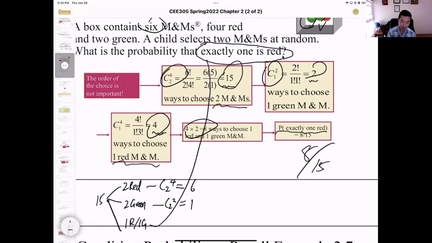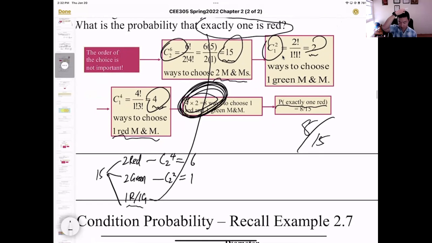And then the remaining possible ways will be 1 green and 1 red. It is 8 ways, as we can see from the method we just discussed. Or we know the total is 15, so that will be 15 minus 6 minus 1. 6 is the number of ways we have 2 red, and 1 is the number of ways we have 2 green. So that is also equal to 8. So 8 over 15.